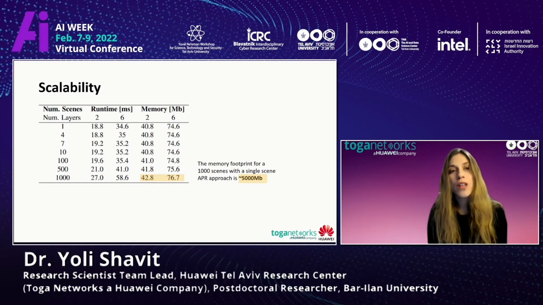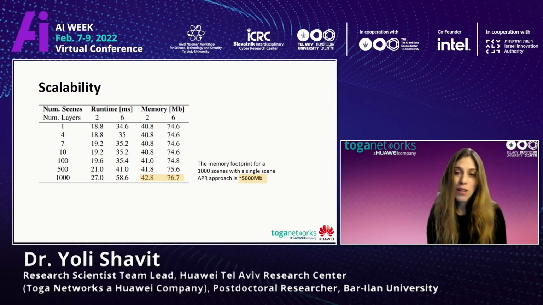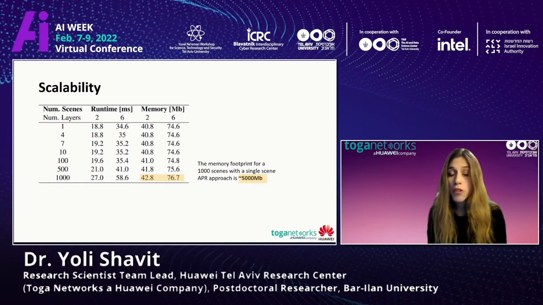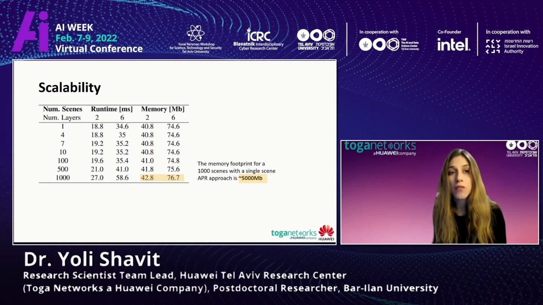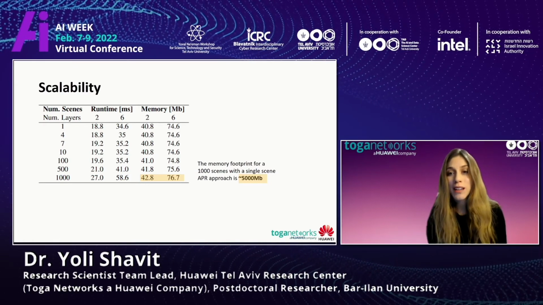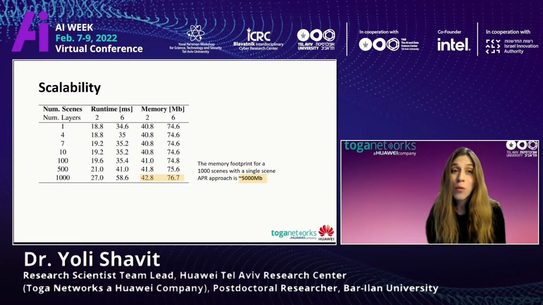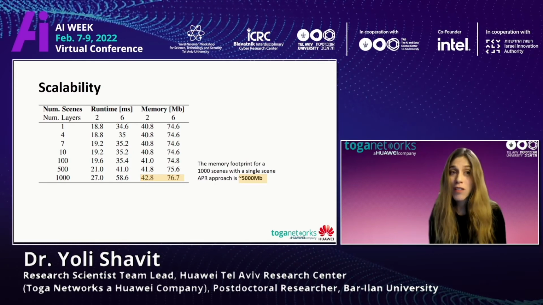Our model also offers a lightweight solution for camera pose estimation. So even for 1,000 scenes, our memory footprint remains relatively constant, around a few dozen megabytes. If you compare it to what it would be when we train an APR to do that, we'd need to train 1,000 models, so 1 per scene, and this would take around 5 gigabytes.